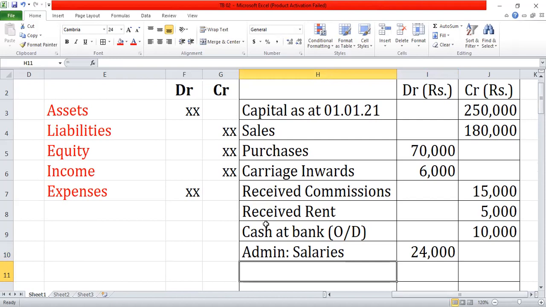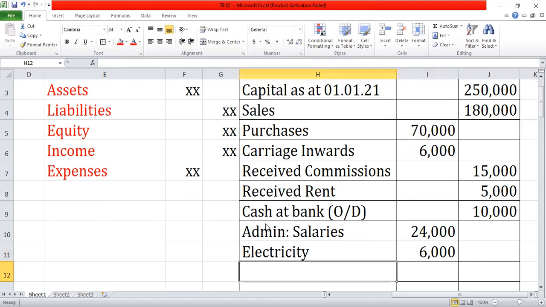Okay. Debit column. And electricity, 6,000. What is the category of electricity? Again, an expense. Record 6,000 in the debit column.